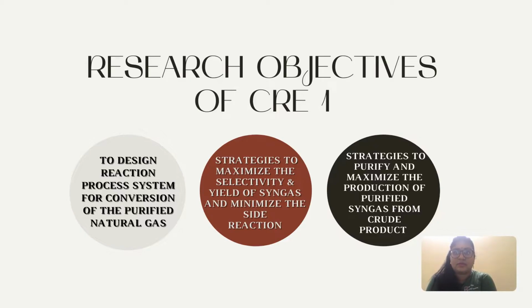There are three research objectives for chemical engineering reaction 1. The first is to design a reaction process system for the conversion of the purified natural gas. Then, strategies to maximize the selectivity and yield of syngas and minimize the side reactions. And lastly, strategies to purify and maximize the production of purified syngas from the crude product.